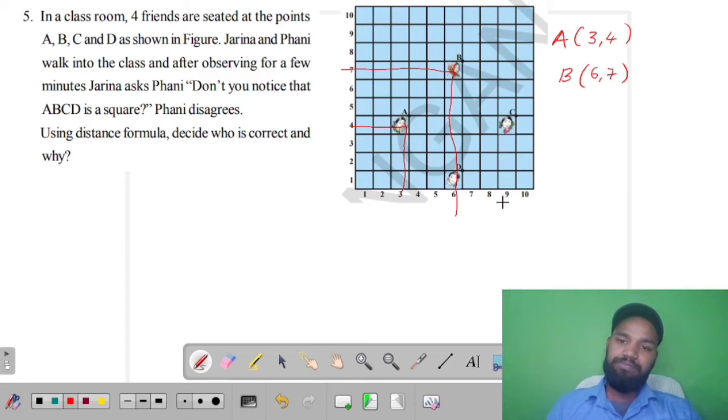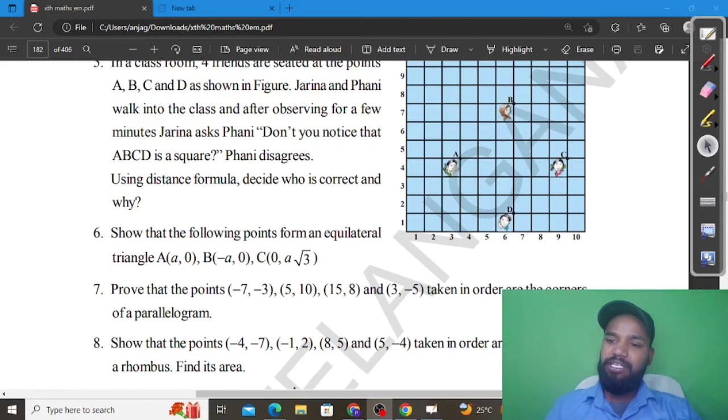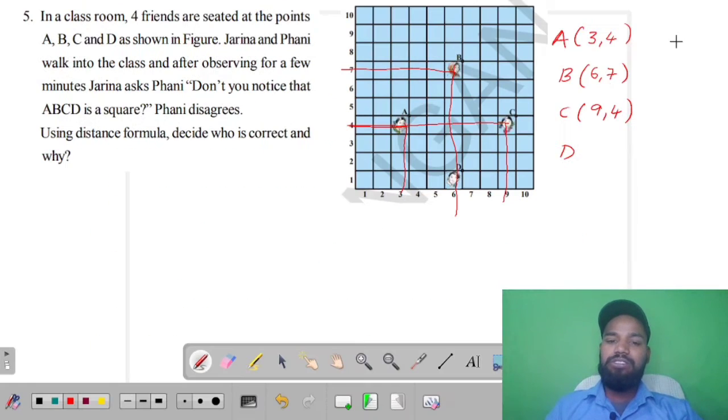Next, C person. Where did C sit? C equals 9 comma 4. Okay. Next, D. So what is D here? D is in which column? Ninth column. Sorry, D is not in the ninth column, right? So where is D here? D is here, sixth column, and which row? First row. Okay, so 6 comma 1.